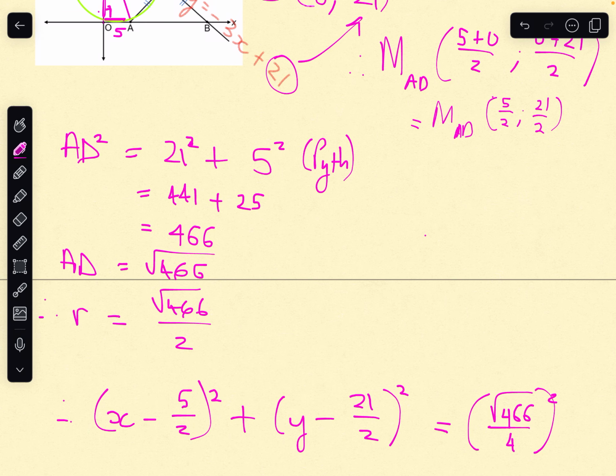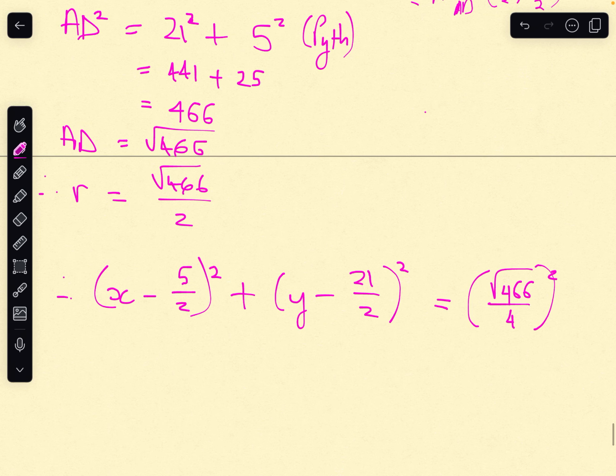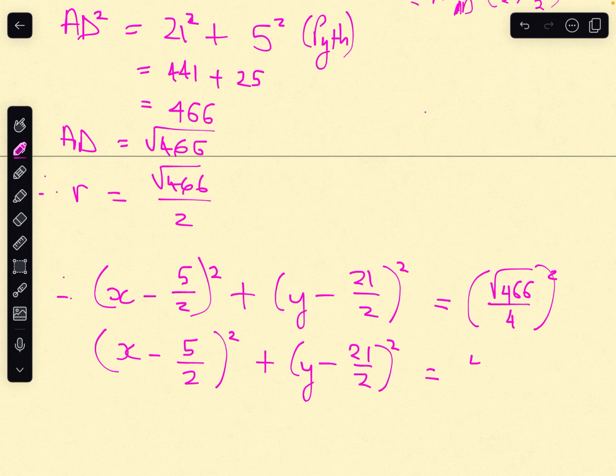And then obviously we want to write that a bit more nicely. So that will be x minus 5 over 2 squared plus y minus 21 over 2 squared is equal to 466 over 16.